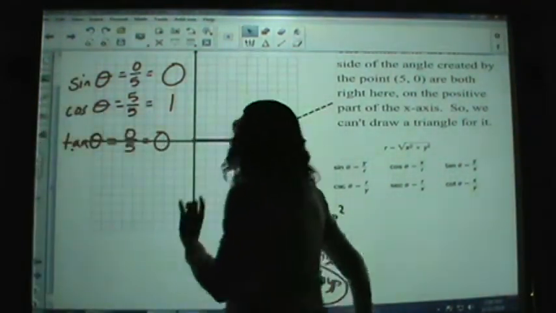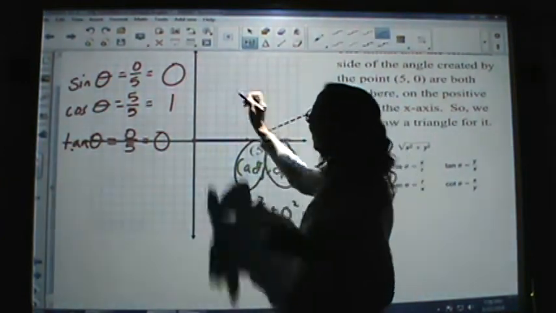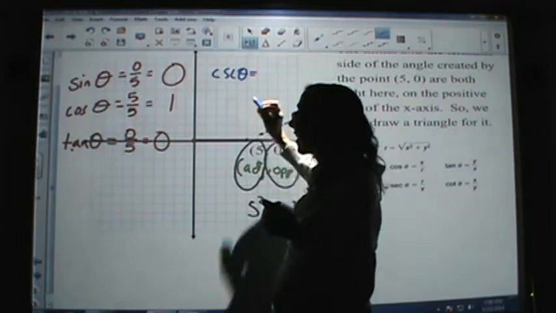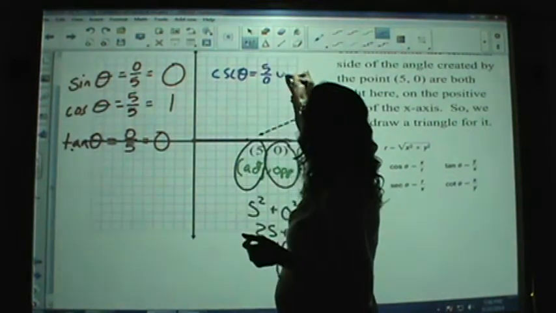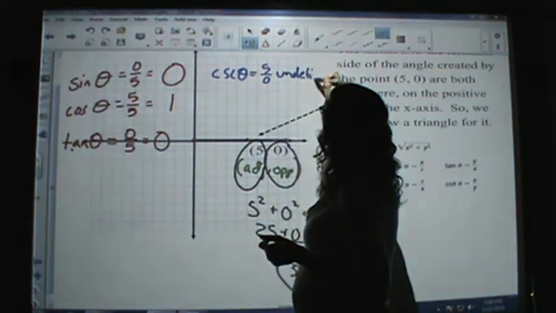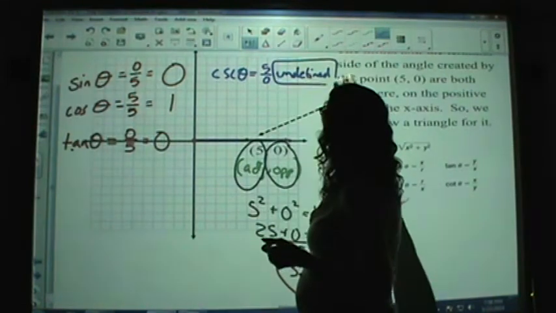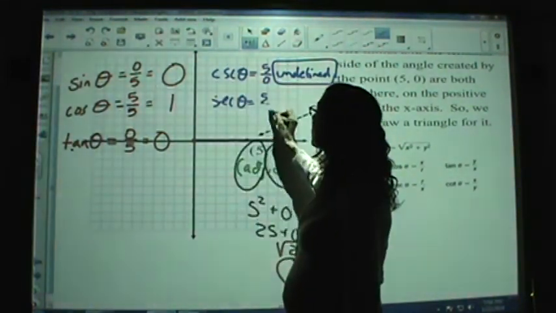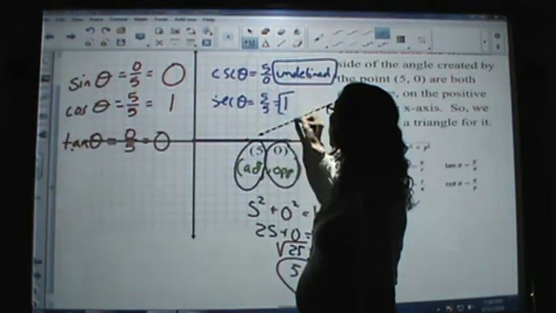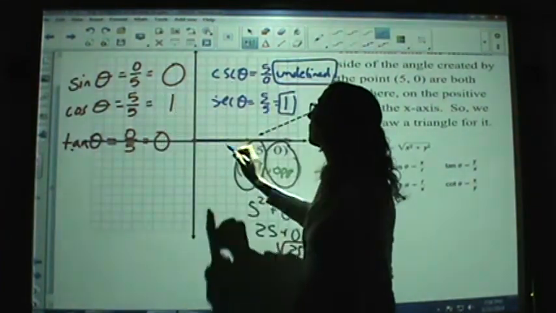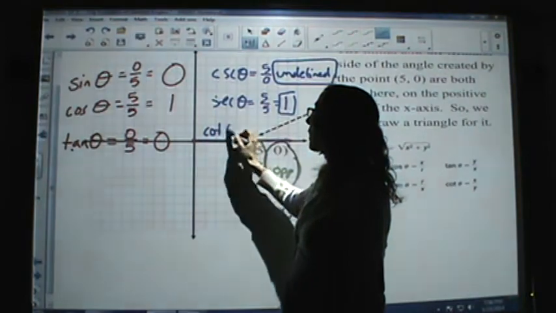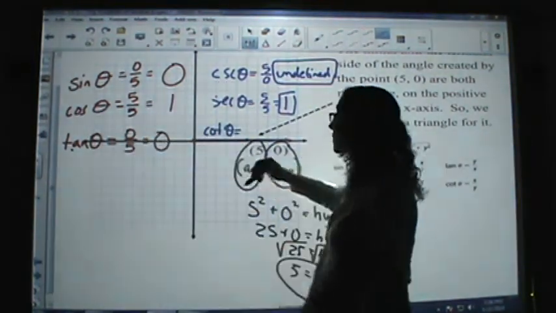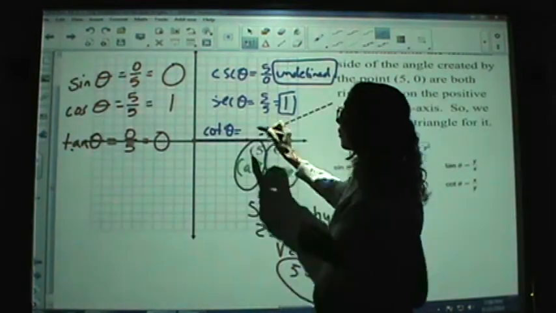If you want to do the reciprocals, you sort of can. Cosecant is actually undefined because it'd be 5 over 0. Can't do it. Secant, no problem. The reciprocal of 5 over 5 is still 1, or the reciprocal of 1 is still 1. And cotangent also what? Yeah, undefined. You flip that fraction, you got something over 0. You can't do it. It's undefined.